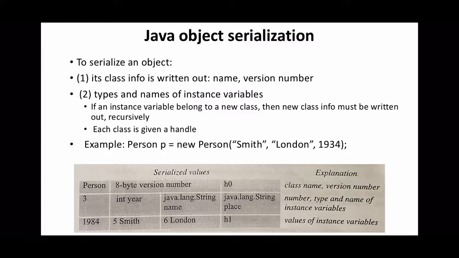This is actually a recursive procedure. So this can be reduced by using the handles. For example, place belongs to a new class. So instead of writing the information again, we will use the handle h1 instead of the values of that instance variable here.